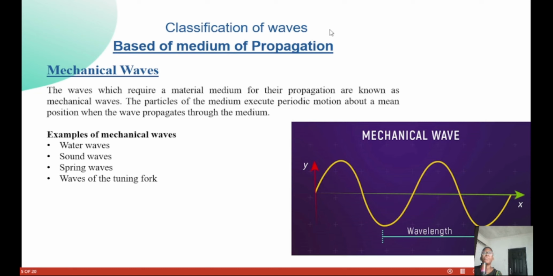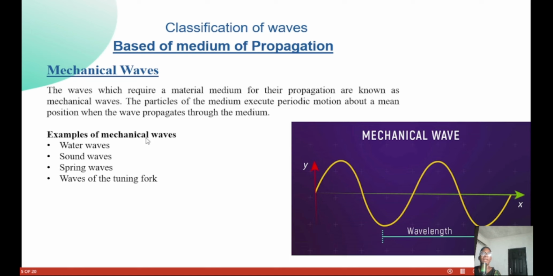So, classification of waves. The first classification we're going to focus on is classification based on the medium of propagation. So we have different classes of waves, and today we're going to talk about each and every one of them. The first one is mechanical waves. So what are mechanical waves? The waves which require a material medium for their propagation are known as mechanical waves. That is, before you can say this is a mechanical wave, there must be a medium of propagation.